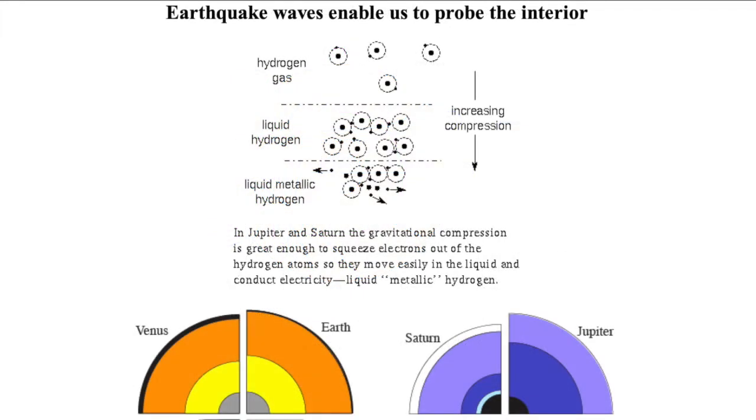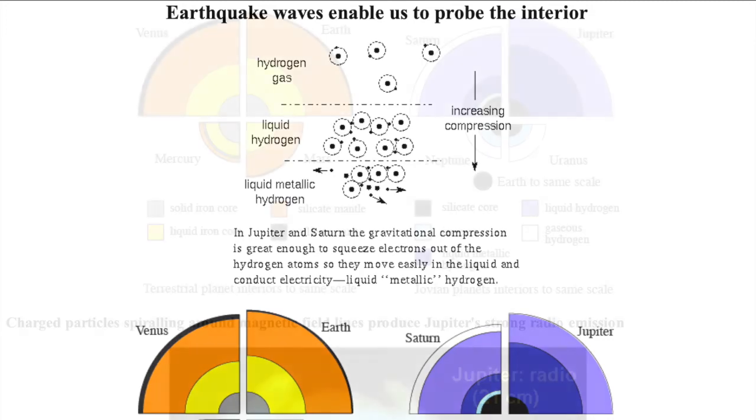Jupiter and Saturn have a large amount of hydrogen that is compressed so much that it forms a liquid. Some of that liquid hydrogen is in a supercompressed state where some of the electrons are squeezed out of the atoms and are free to move around and conduct electricity. This is liquid metallic hydrogen.